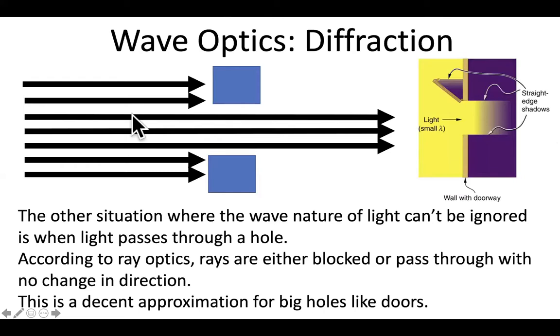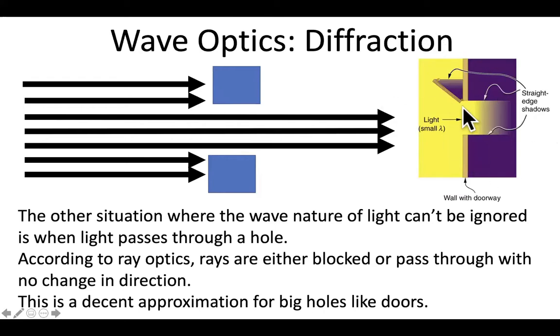the direction light travels only changes when it hits an interface. So if you have a hole in an object, the light rays that hit that object can either bounce off or be absorbed, but the light that goes through the hole just keeps going straight. And this is more or less sensible when you think about it in most of our experiences.